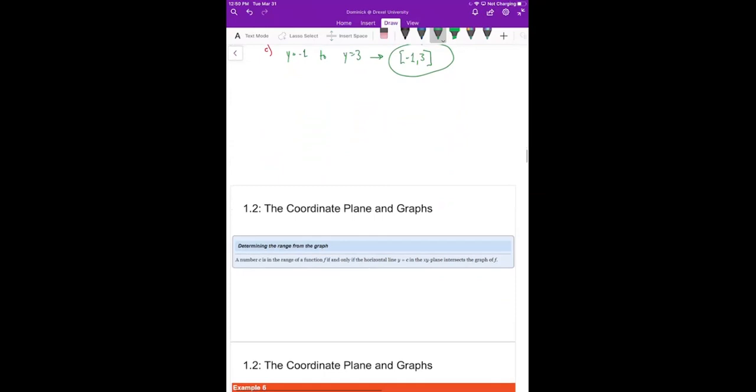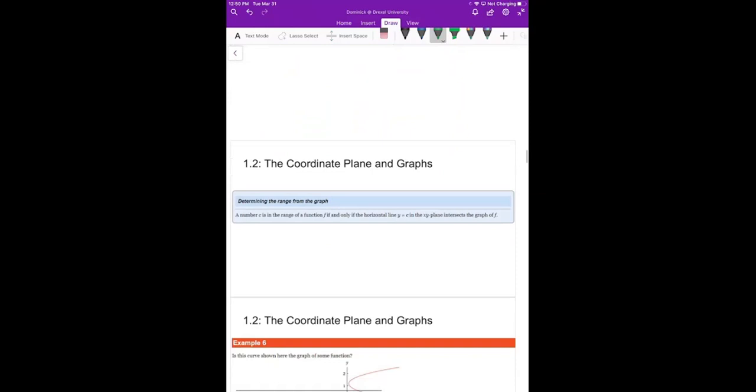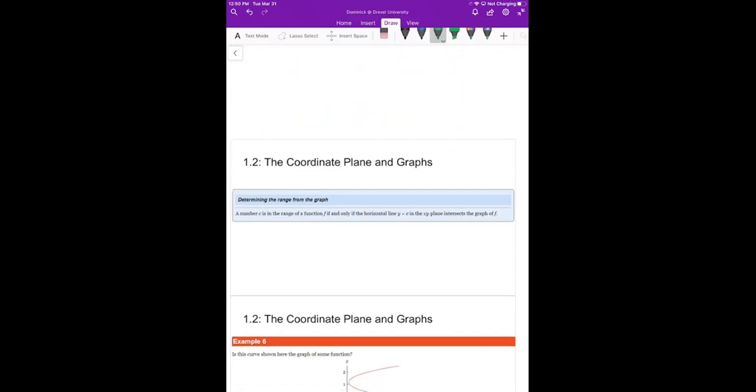All right, because again, that's your lowest y value to your largest y value. And this is just reiterating that method that we just used. If you want to find the range, you look for your lowest y value and your highest y value, and a y value is in your range if a horizontal line will intersect your graph.